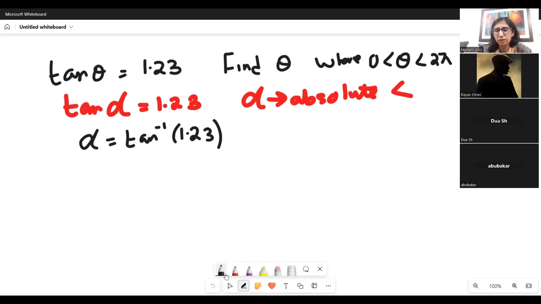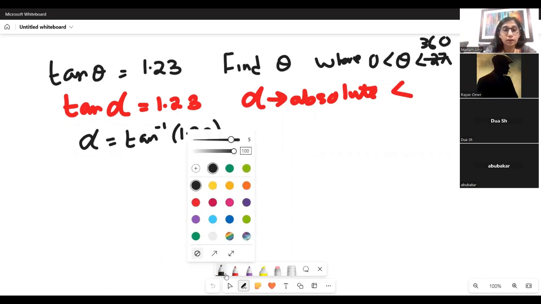I think I should have used degrees here just to give more clarity to this question. Let's stay in degrees, so it's between 0 to 360 degrees. Switch your calculators to degrees if you had converted it to radians. So tan inverse 1.23 is 50.9 after rounding to one decimal.